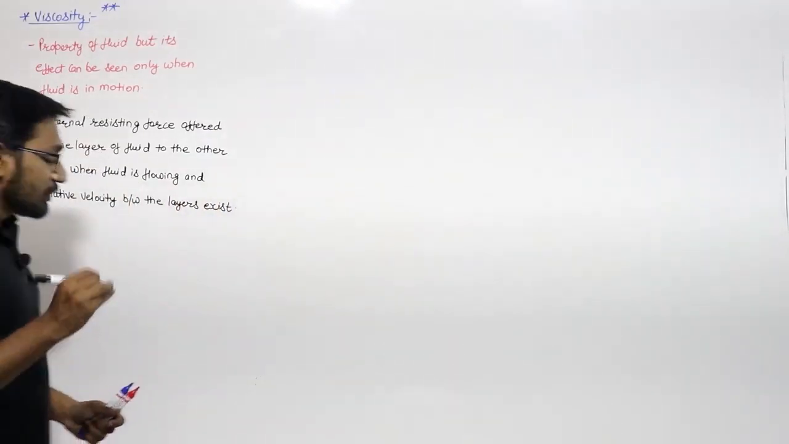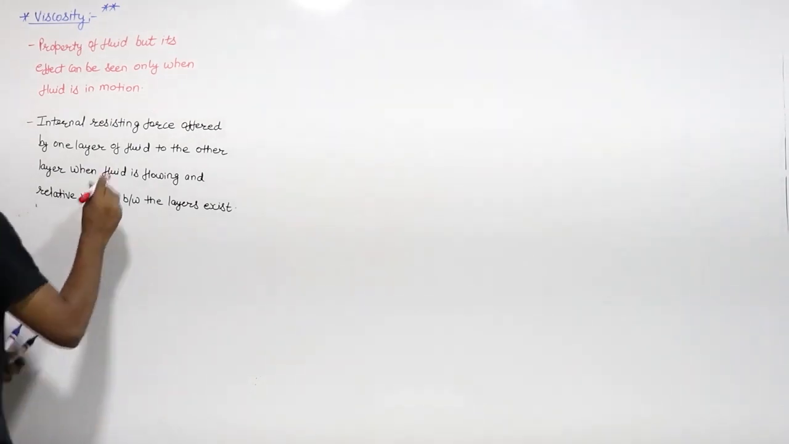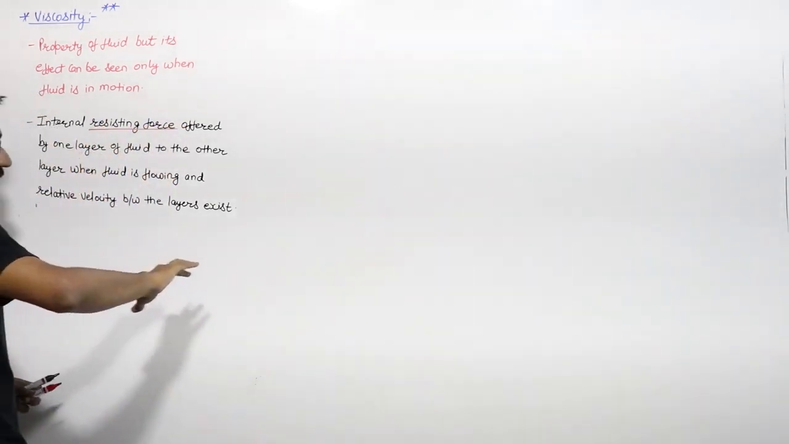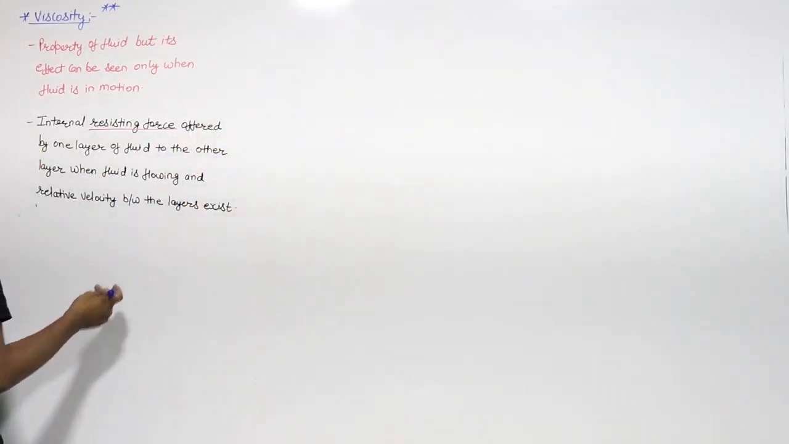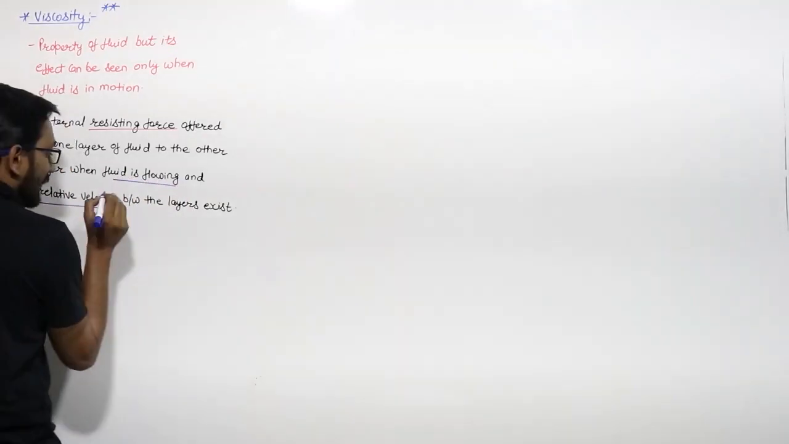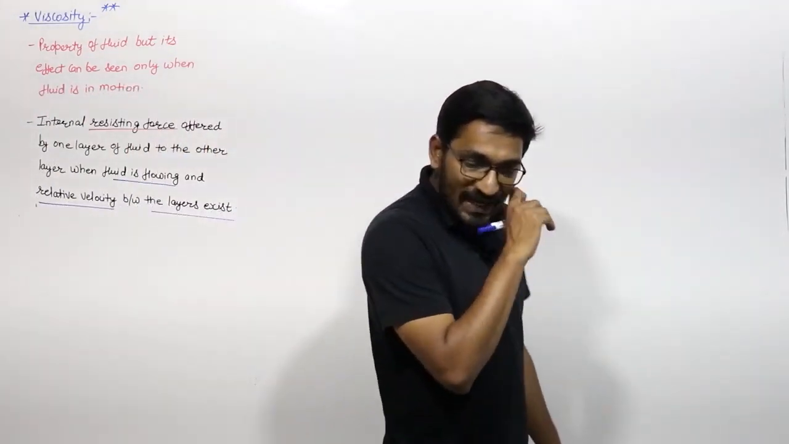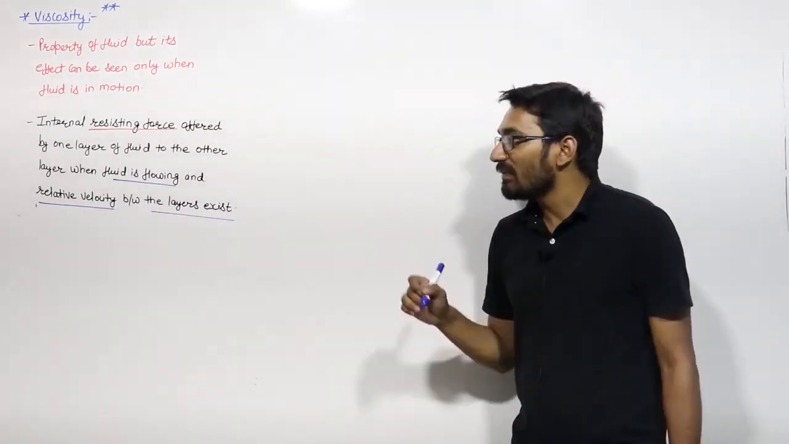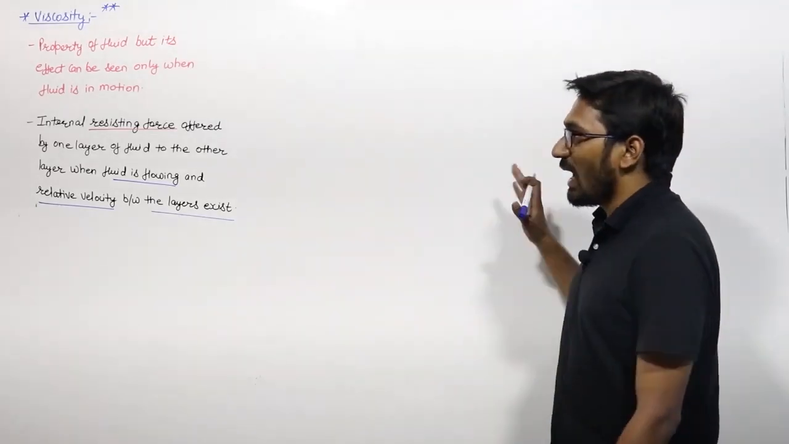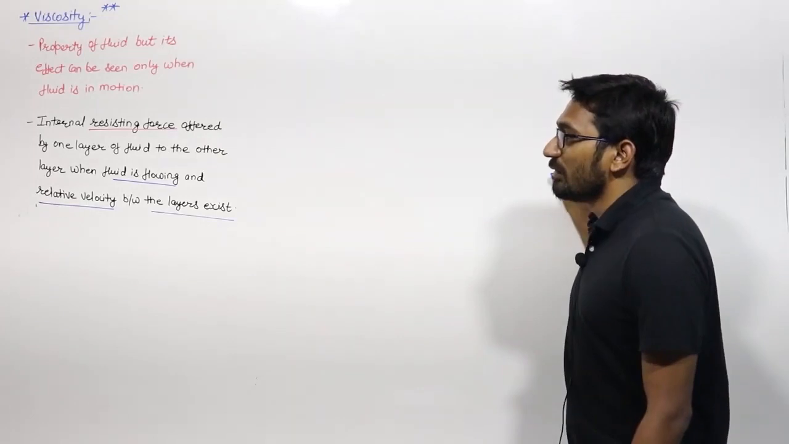Right? So viscosity is the internal resisting force. It is a resisting force offered by one layer to the other layer of fluid when the fluid is flowing and there is some relative velocity between these two layers. Relative velocity must be there. If the relative velocity is not there, then we can say that there is no viscosity between those two. There is no resisting force between those two fluid layers.